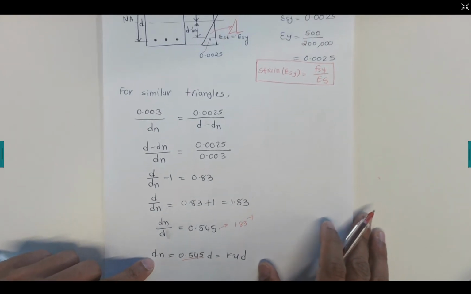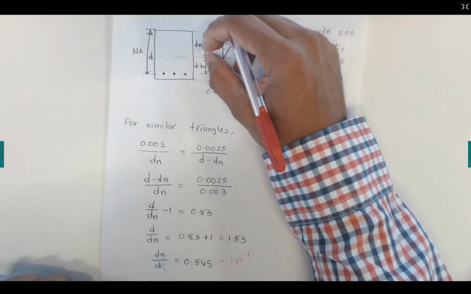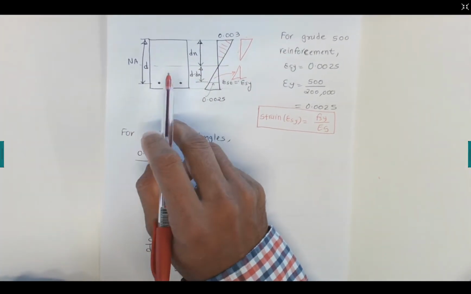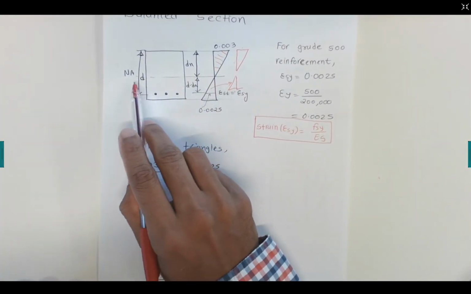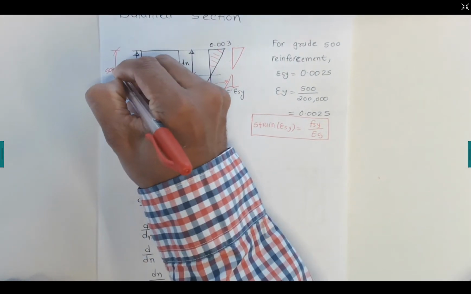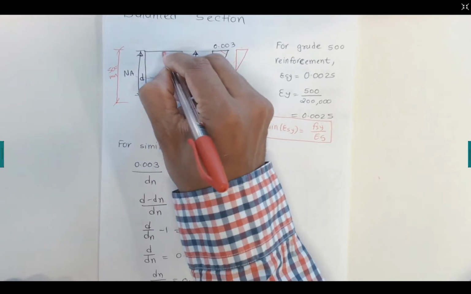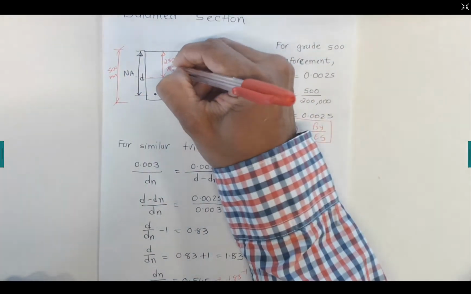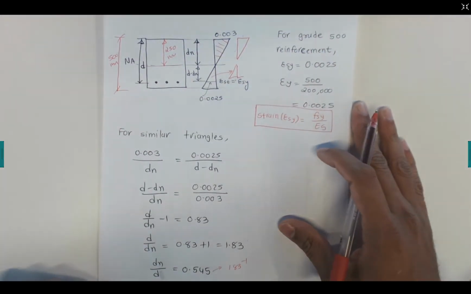Now in this case you can see that the depth of the neutral axis is almost half of the depth. So we are just taking the neutral axis in the middle. If you have, let's say, a 500 millimeter depth, then the neutral axis is almost 250 millimeters. So that is the balanced section, almost in the middle.